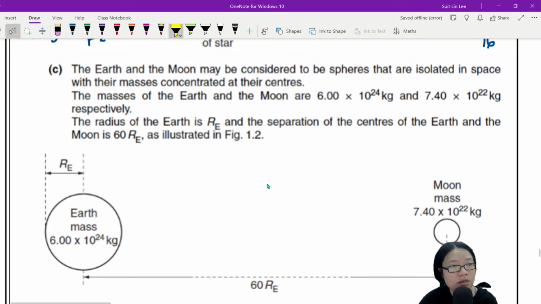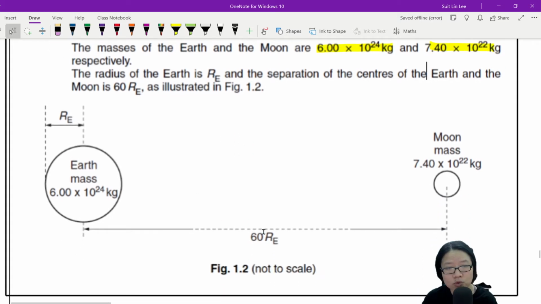It says here, the Earth and the Moon may be considered to be spheres, isolated in space with their masses concentrated at their centers. This is usual stuff, assuming that it's a point mass. Masses of the Earth and the Moon are given. The radius of the Earth is RE, and the separation of the centers of the Earth and the Moon is 60 RE. So the Earth and the Moon are 60 times the radius of the Earth apart. That's the setup that we have. Let's continue with the question.